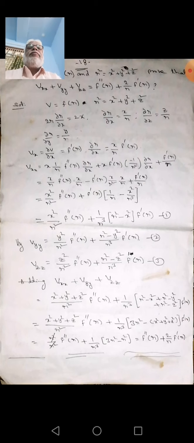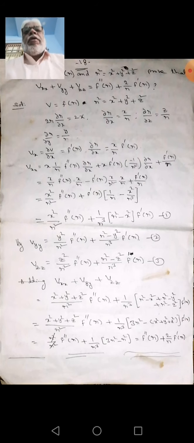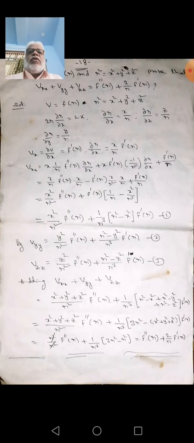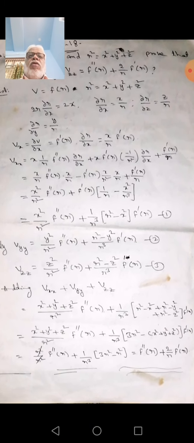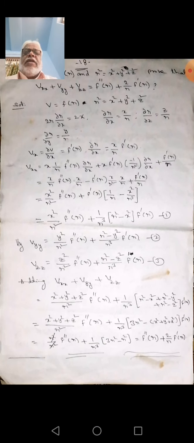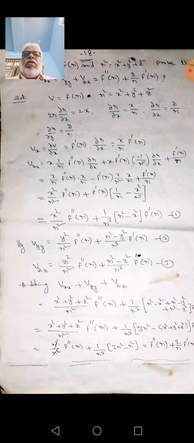One problem in partial differential equations. If v is equal to f of r and r square is equal to x square plus y square plus z square, prove that vxx plus vyy plus vzz is equal to f double dash r plus 2 by r f dash r. Now these terms we have to prove.